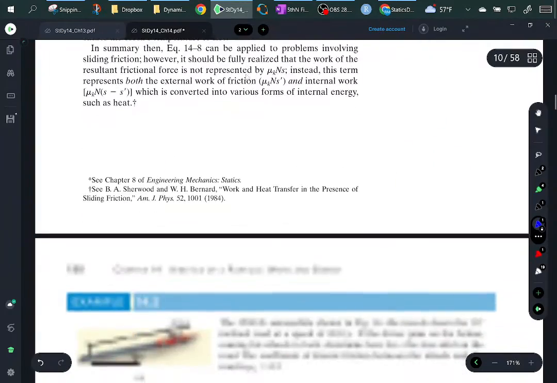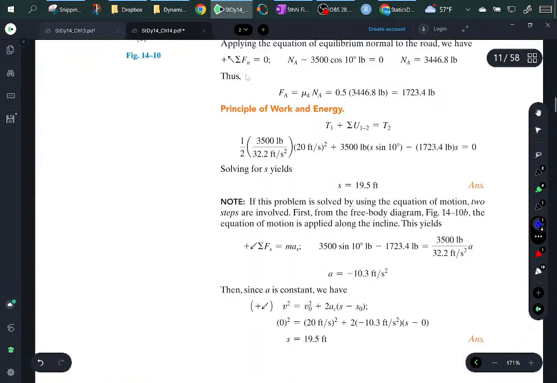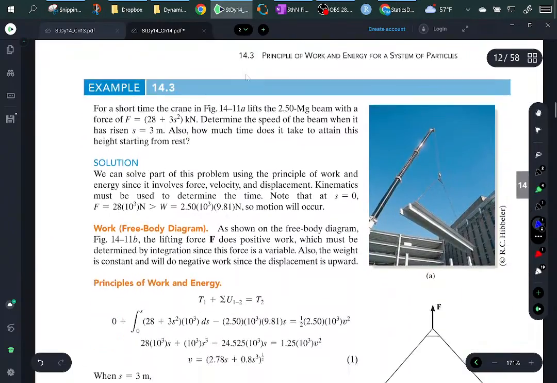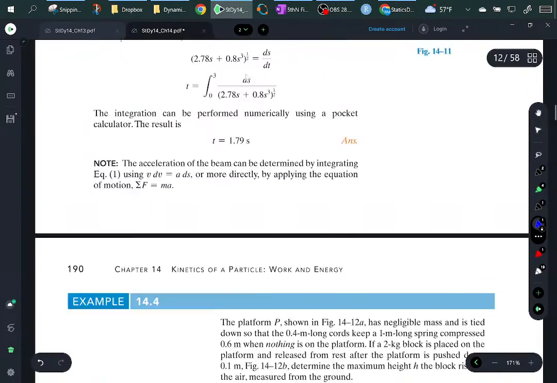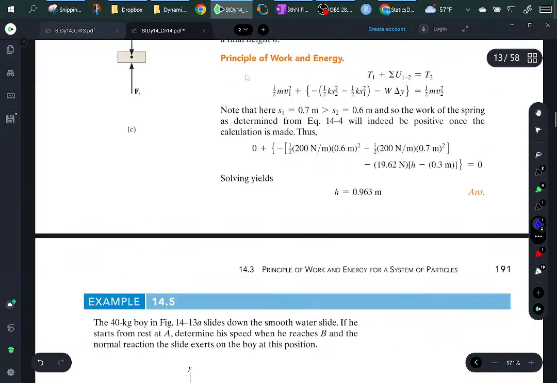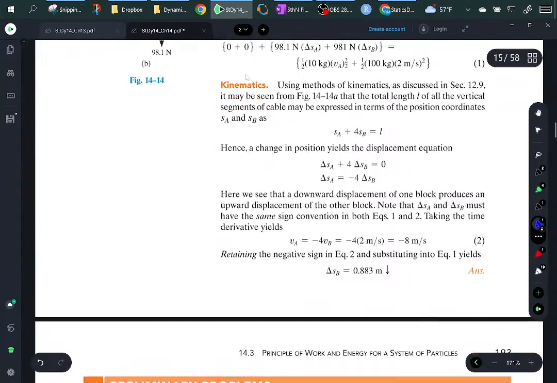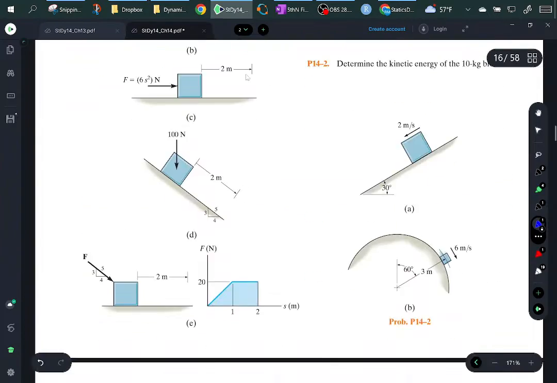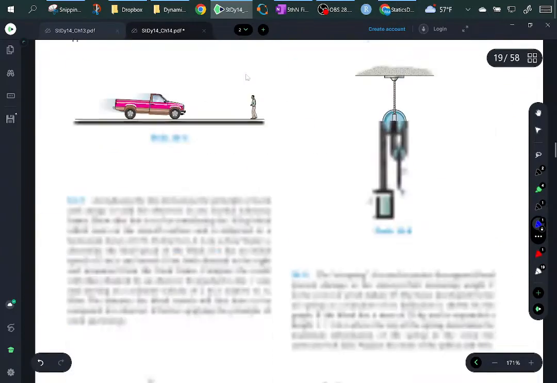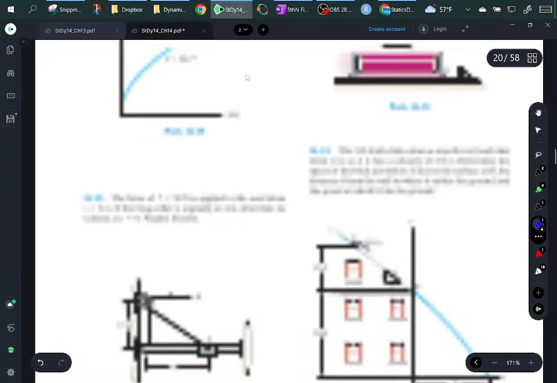Just keep going down, and he comes up with problems. We're not going to look at those until we assess the whole chapter. Here's some more problems. Here's some more problems. And in the next section, we'll go back and work some of these and work the ones that are online.